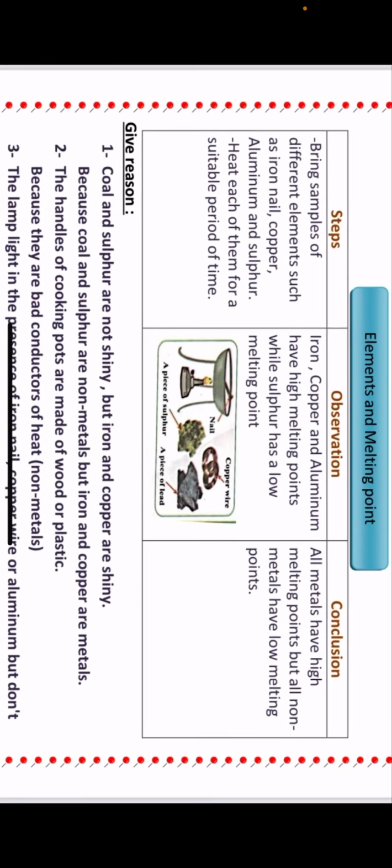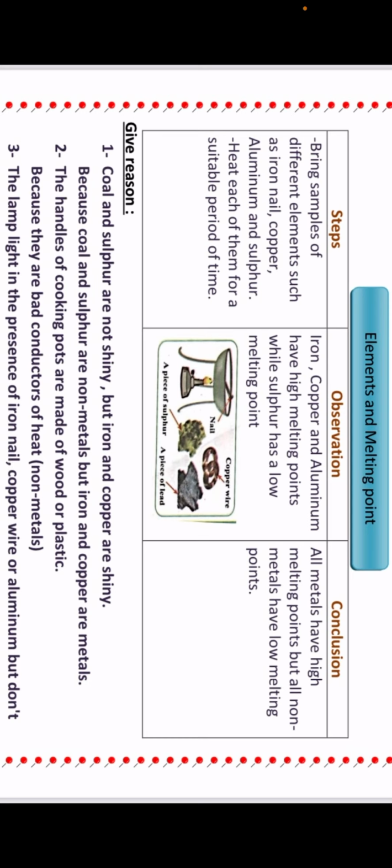Elements and melting point. When we want to melt a piece of iron, it takes a long time to be melted, to change it from the solid state to the liquid state. When we take a piece of aluminium and try to melt it, it takes a long time. It needs a high temperature to change it from the solid state to the liquid state. But when we take sulfur, it melted faster. It changes from the solid state to the liquid state faster.